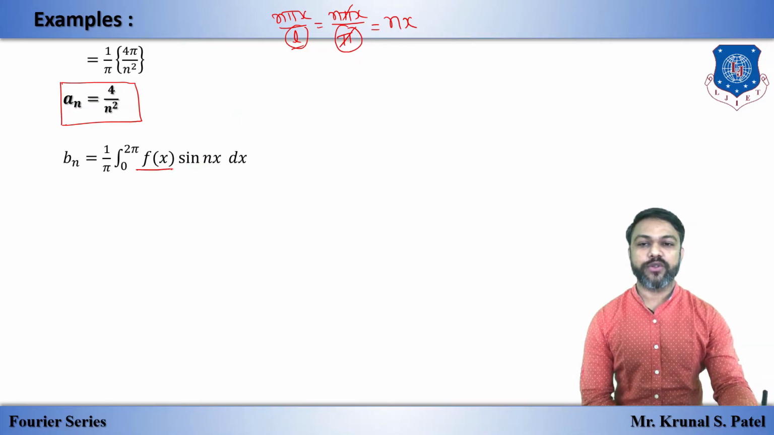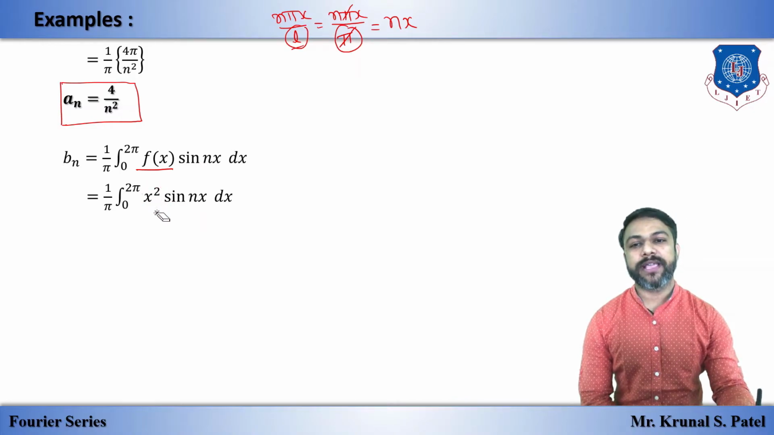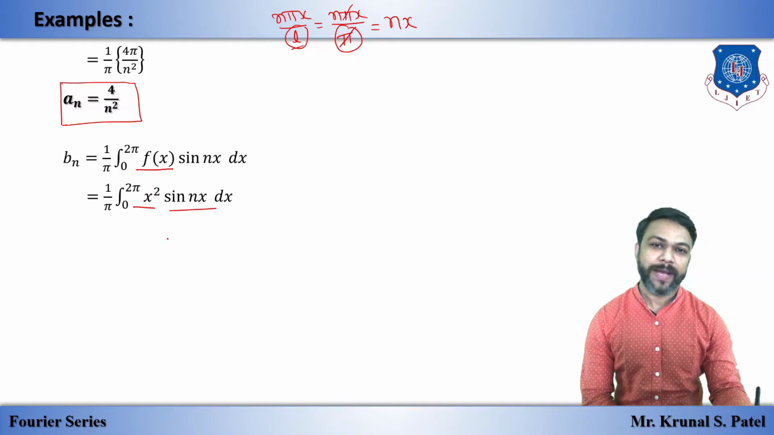Now we'll put the value of f of x. So 1 by pi as it is, integration as it is, and sine as it is, just the value of f of x is x square. Now again here we will apply the Bernoulli integration formula.